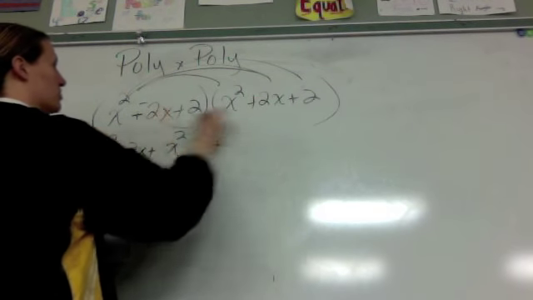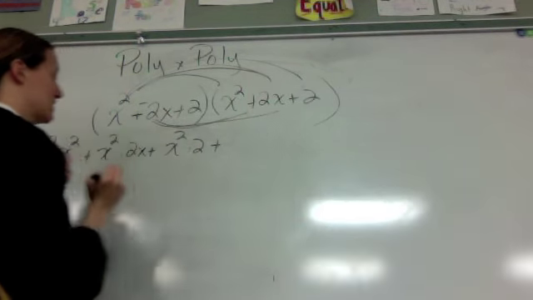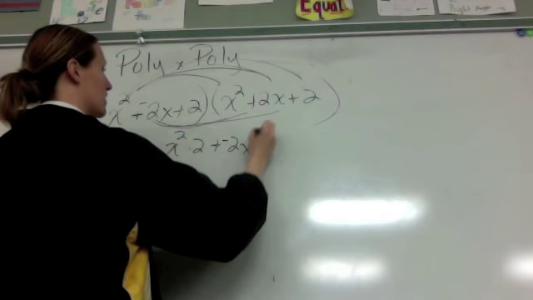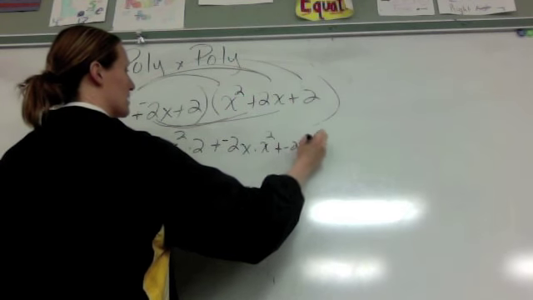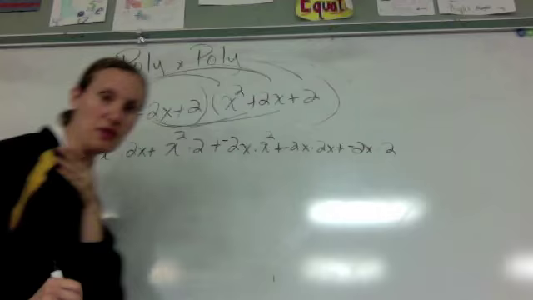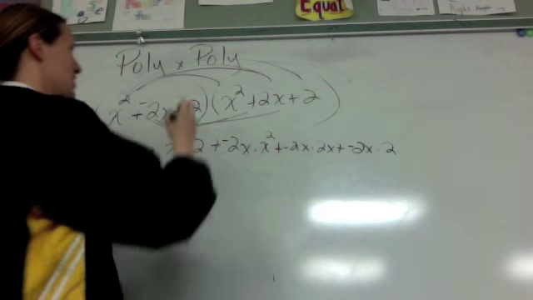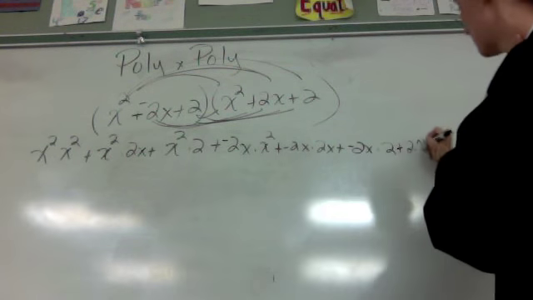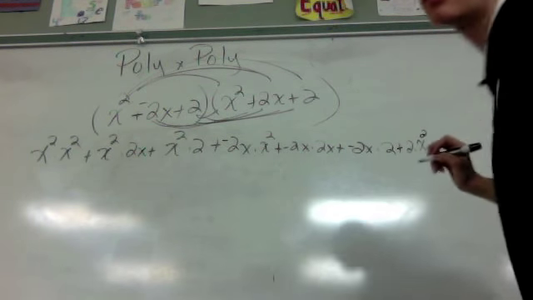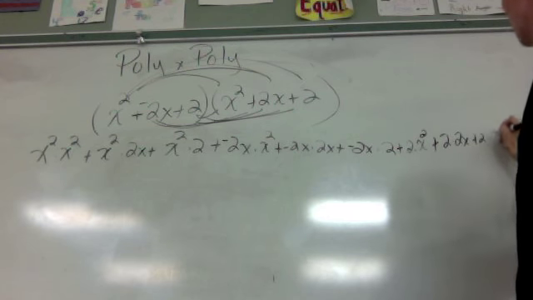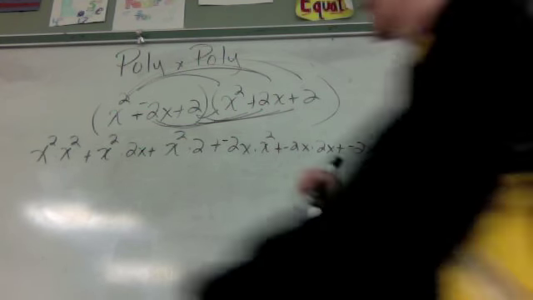Now I'm going to distribute the negative 2x in. This is going to get kind of long. Negative 2x times x squared, negative 2x times 2x, and negative 2x times 2. I hope that this will fit on the computer screen. And finally, I'll distribute the 2 through. 2 times x squared plus 2 times 2x plus 2 times 2. And it fits. Now we have to do each problem.